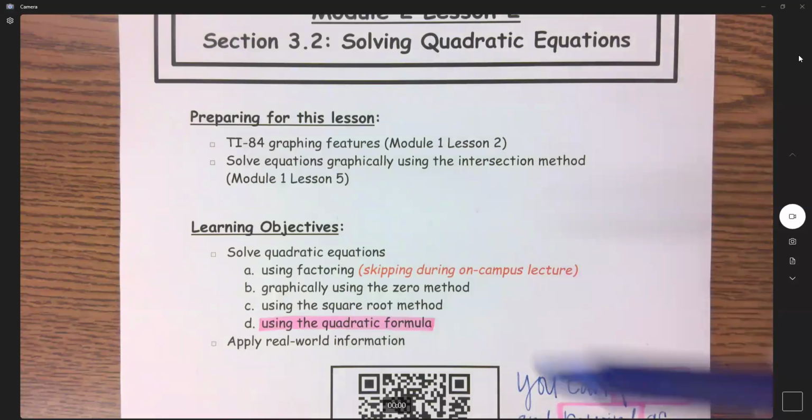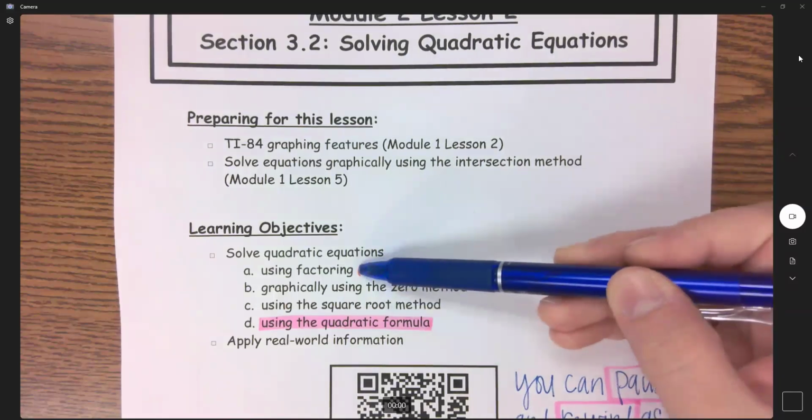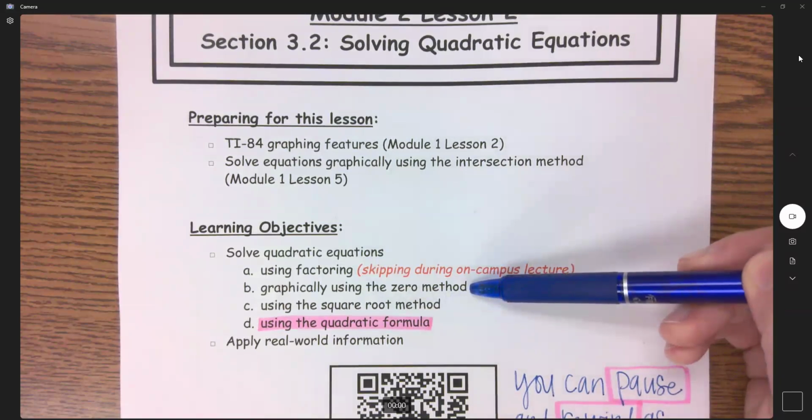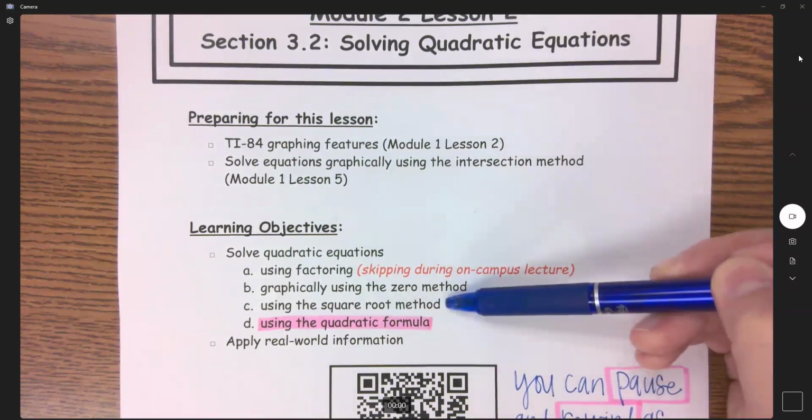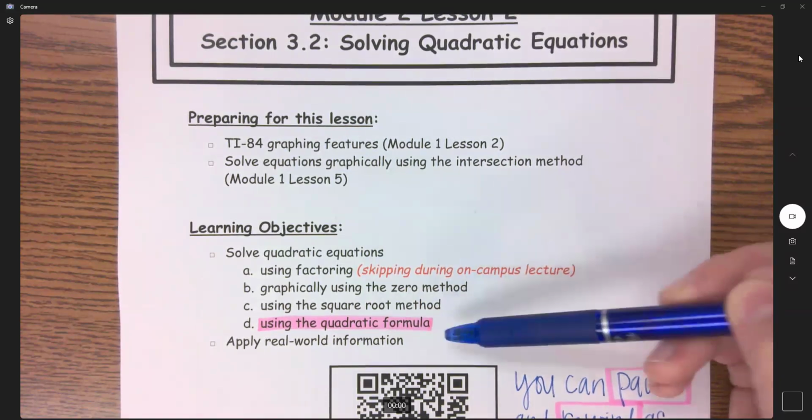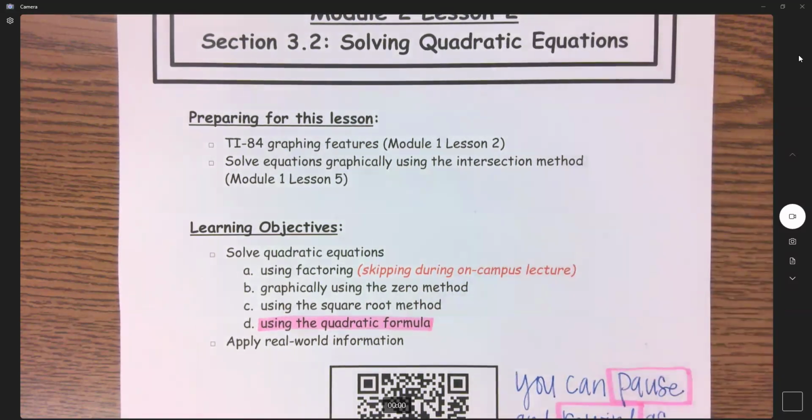So that also means as we're going through these lessons, if you don't like factoring, if you aren't understanding the zero method, if you don't get the square root method, hang on tight. Once you get to the quadratic formula, hopefully you understand that one and you can just use that one for every single type.